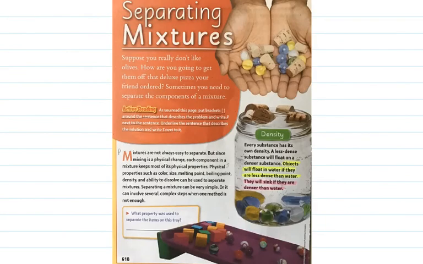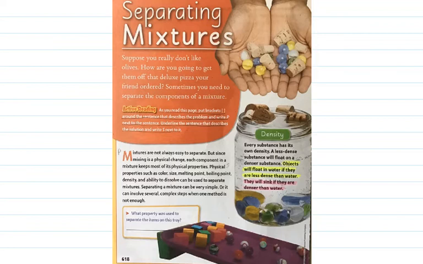So I'm on page 618. 618 and 619 are all about separating mixtures. Okay, I'm going to start, so I need you to bear with me. Suppose you really don't like olives. I don't like them. How are you going to get them off that deluxe pizza your friend ordered? Sometimes you need to separate the components of a mixture.